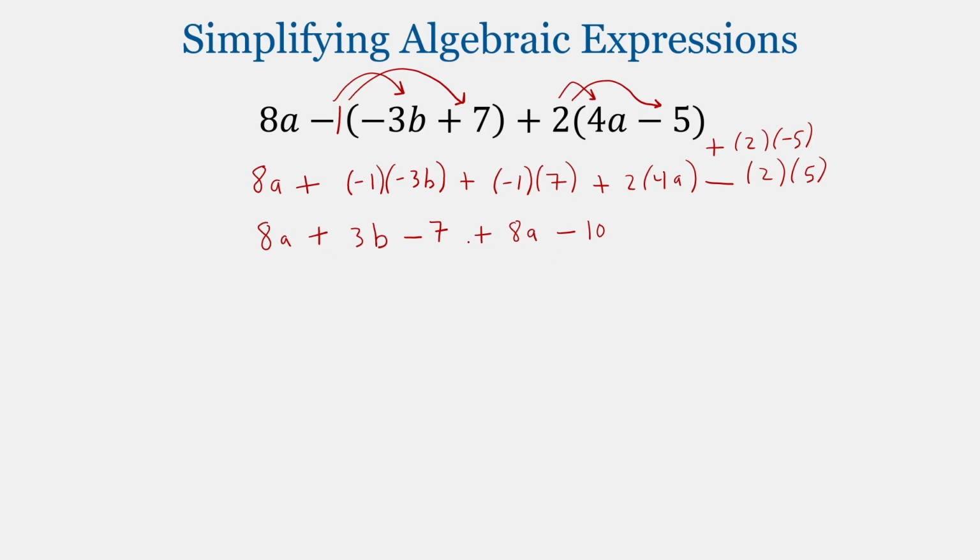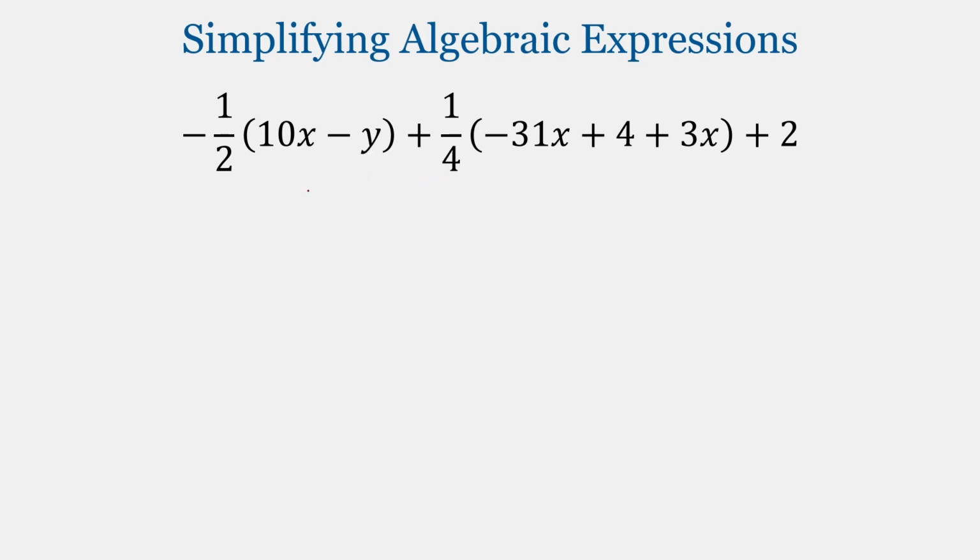We're done with multiplication and division. We'll now add and subtract from left to right. And here we're going to be combining like terms. So 8a plus 8a is 16a. We only have one b term, so we have plus 3b. And then negative 7 plus a negative 10, or negative 7 minus 10, is negative 17. So our answer is 16a plus 3b minus 17.